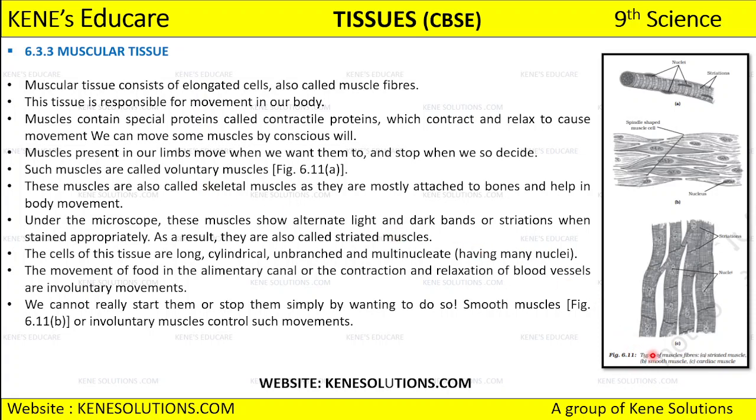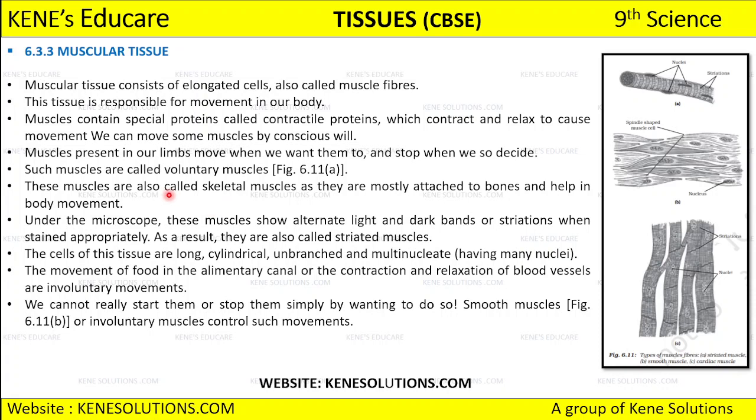So we have here the types of muscle fibers. First is the striated muscle. Can you see the striations which can be seen on that muscle part? Second one is the smooth muscle, where we have spindle shaped muscle cells. And thirdly we have the cardiac muscle. So these are the three different types of muscles. Voluntary muscle means they move according to our wish and they stop according to our wish only.